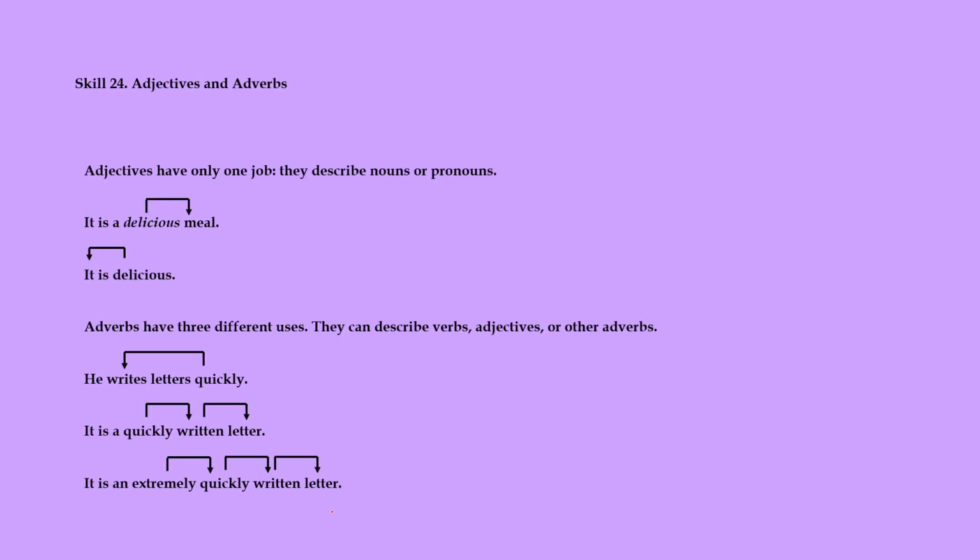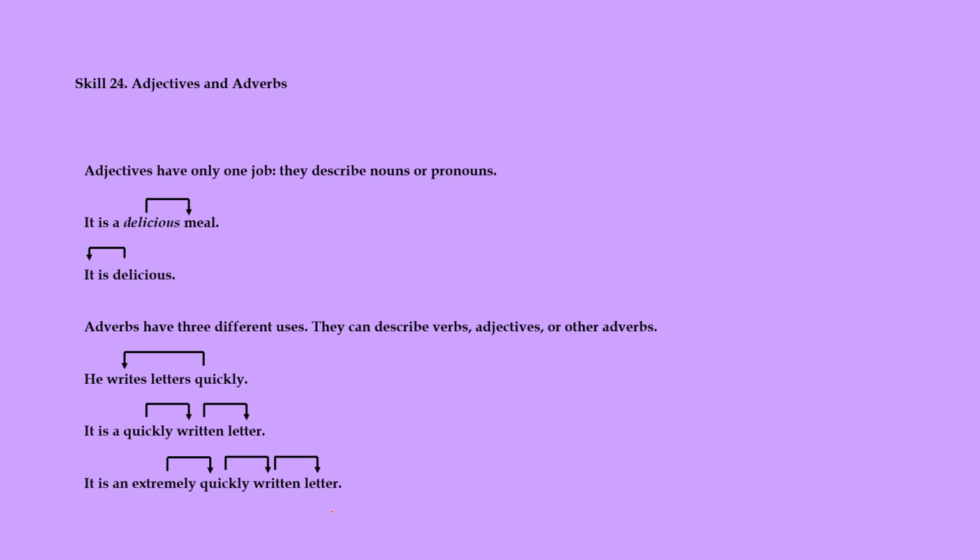Now we come to the scale 24, adjectives and adverbs. Adjectives have only one job. Remember, adjectives have only one job. They describe nouns or pronouns. Only one job. Remember it. Have a look at the example. It is a delicious meal. Delicious is an adjective describing meal. Meal is a noun. So in this case, an adjective describes a noun.